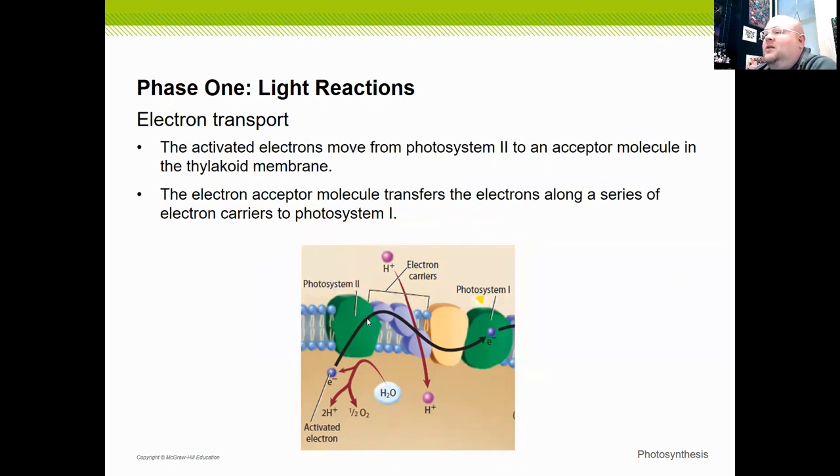But moving on, the activated electrons move from photosystem 1 to photosystem 2 to an acceptor molecule in the thylakoid membrane. And then the electron acceptor molecule transfers the electrons along a series of electron carriers into photosystem 1.